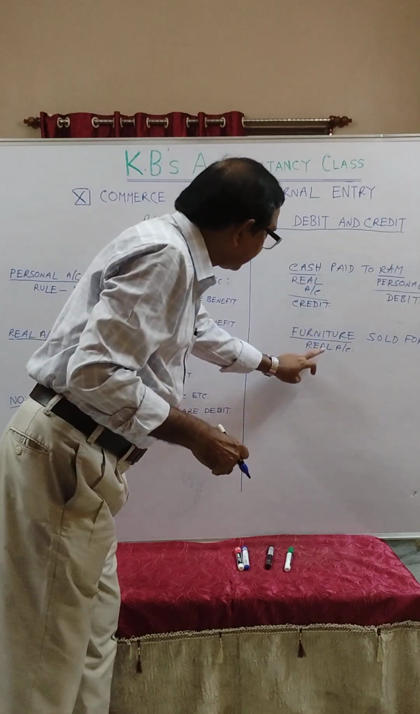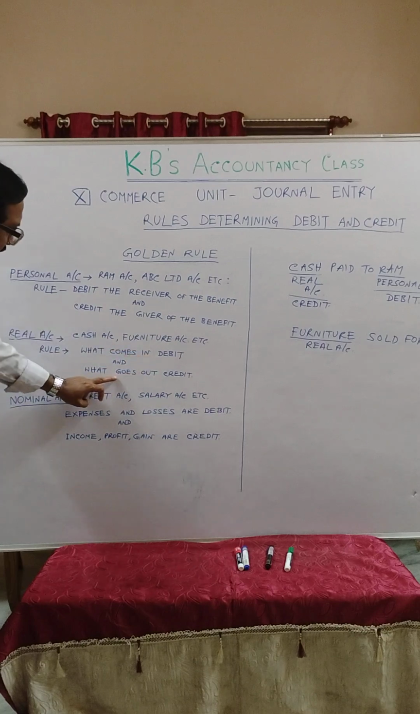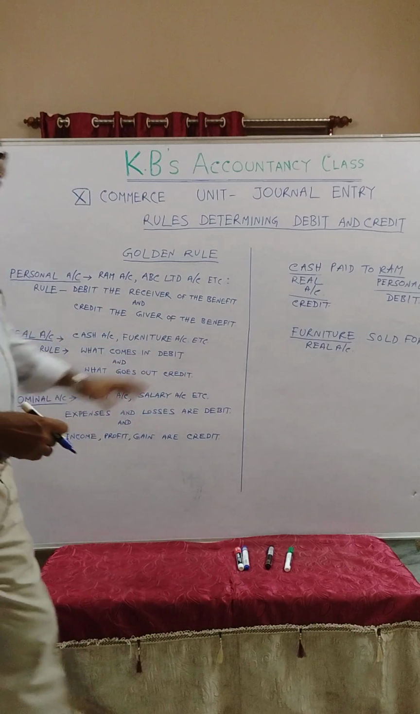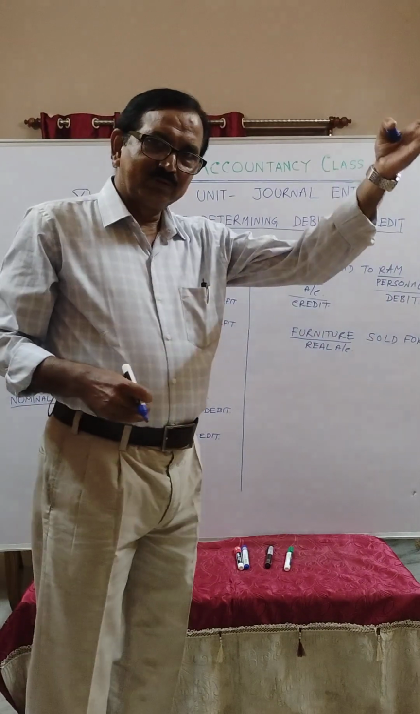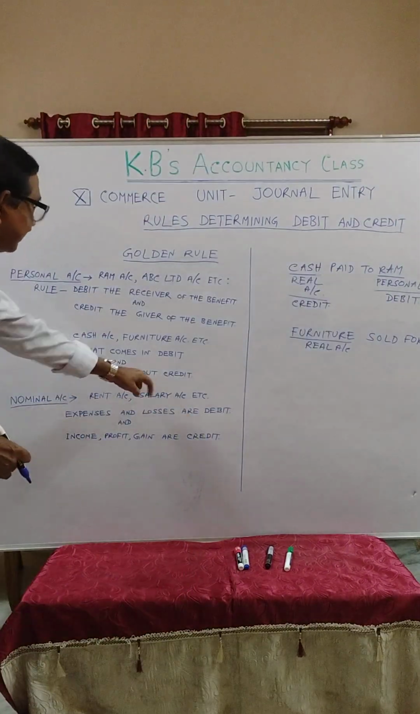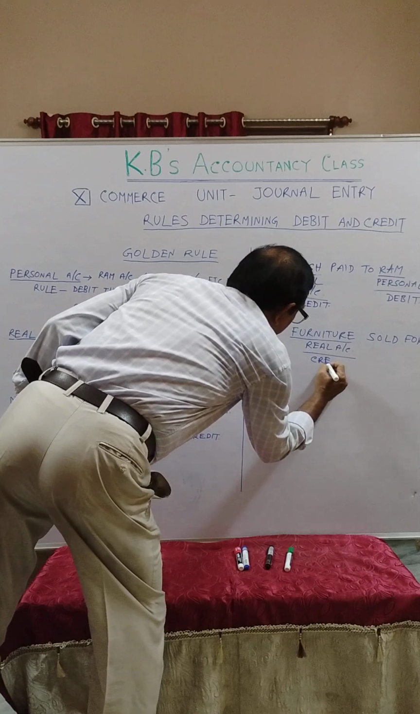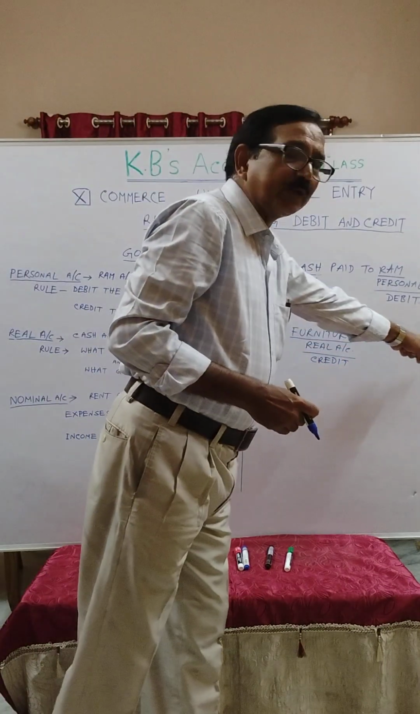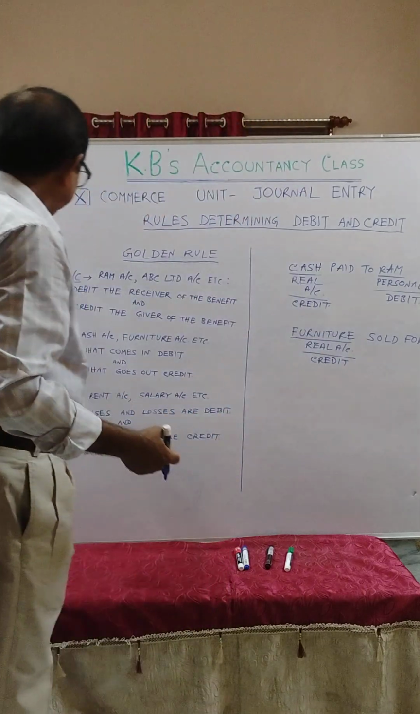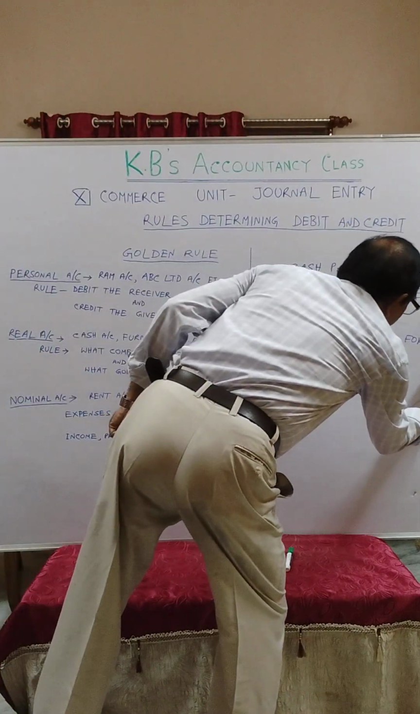Here, as furniture is a real account, we come to the rule of real account: what comes in debit, and what goes out credit. Here, furniture sold for cash. So furniture is going out. So what goes out, credit. That means furniture is credit. Furniture sold for cash, that means cash is coming in. In case of real account, what comes in debit. So cash is debit.